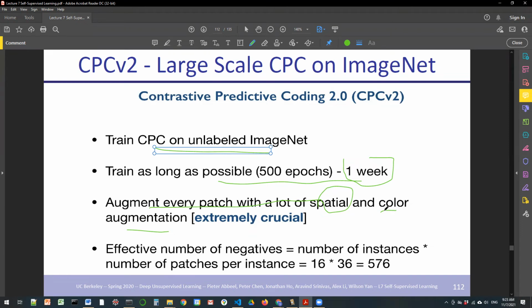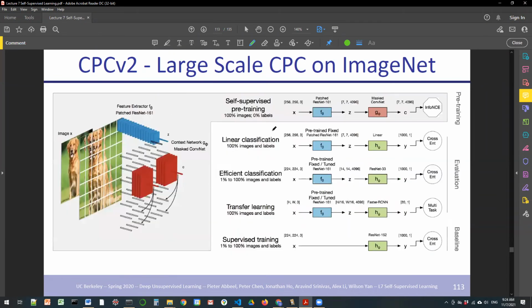Then, effective number of negatives: increase the number of negatives. The other thing they do is use larger patches from larger images. So think of it as making everything bigger, and then throwing in more augmentation, more training, increasing the size of the pixel chunk, the size of the image, and all of that. When done, we'll then look at a view of the pipeline.